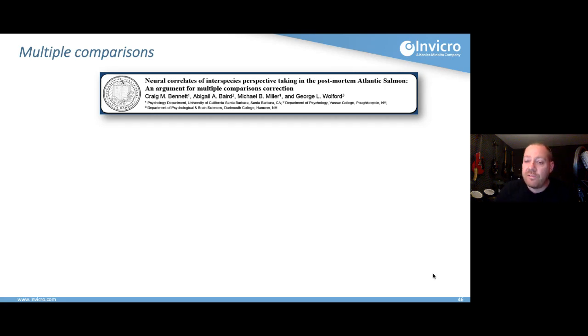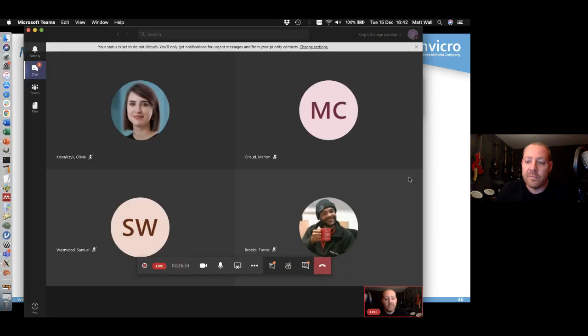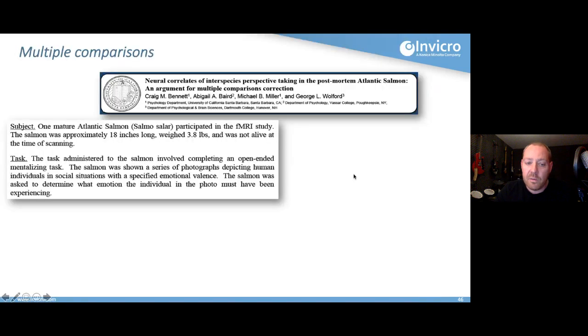And kind of just for a laugh, they decided to put the salmon in the scanner while they were testing out this program. And the program they were testing was a face stimulus paradigm.